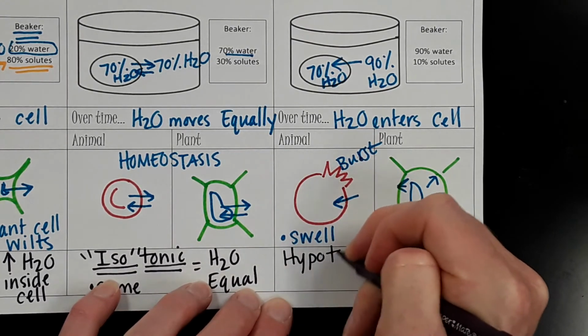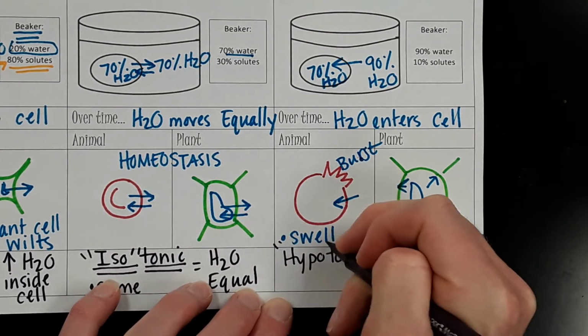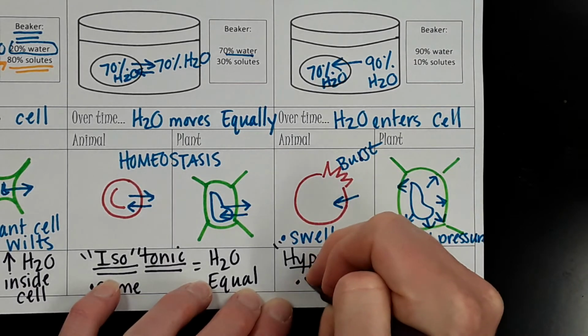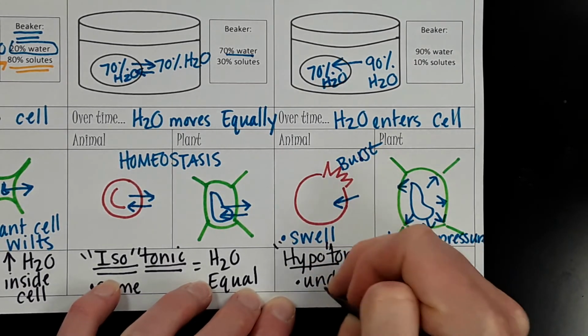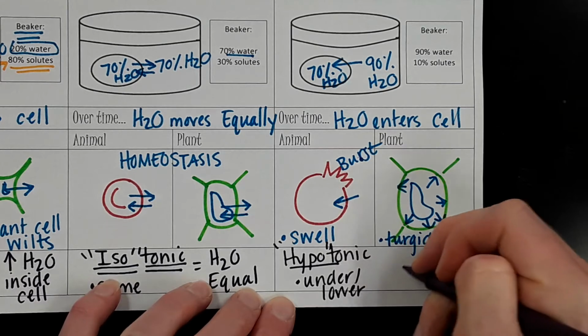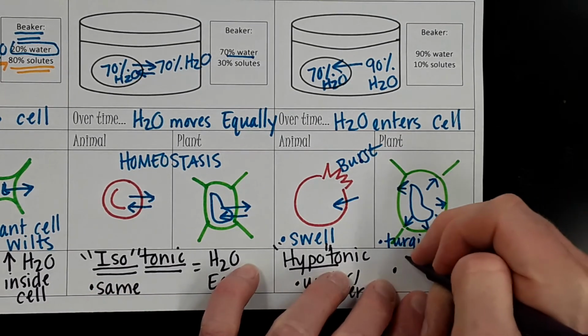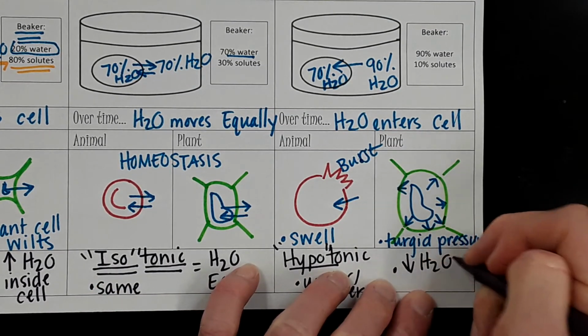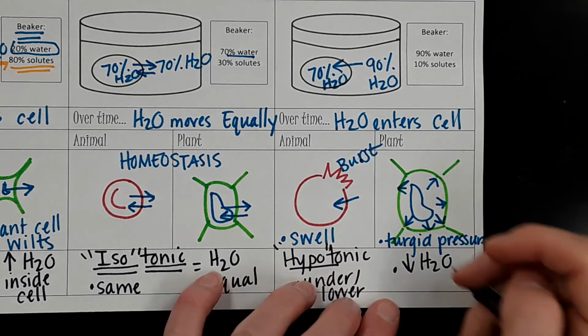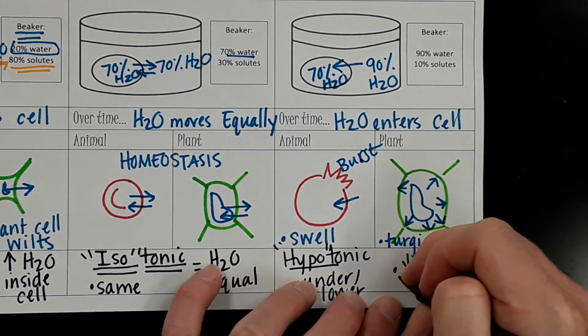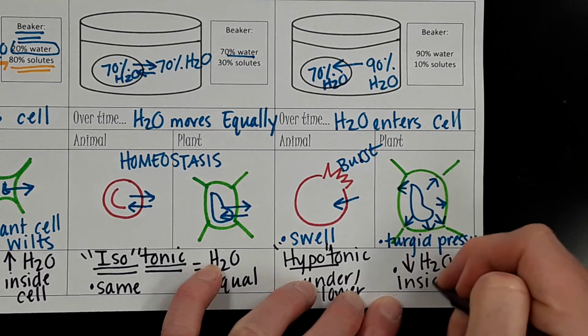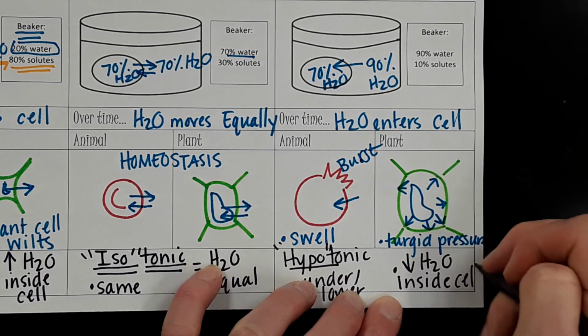And the prefix here, hypotonic, means under or lower. And this means that we have a low water concentration inside the cell. So the water concentration inside the cell is lower than outside the cell.